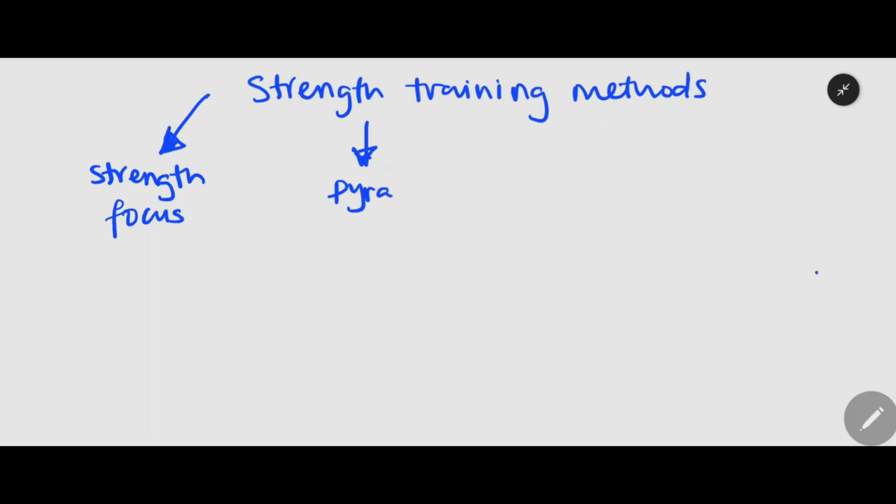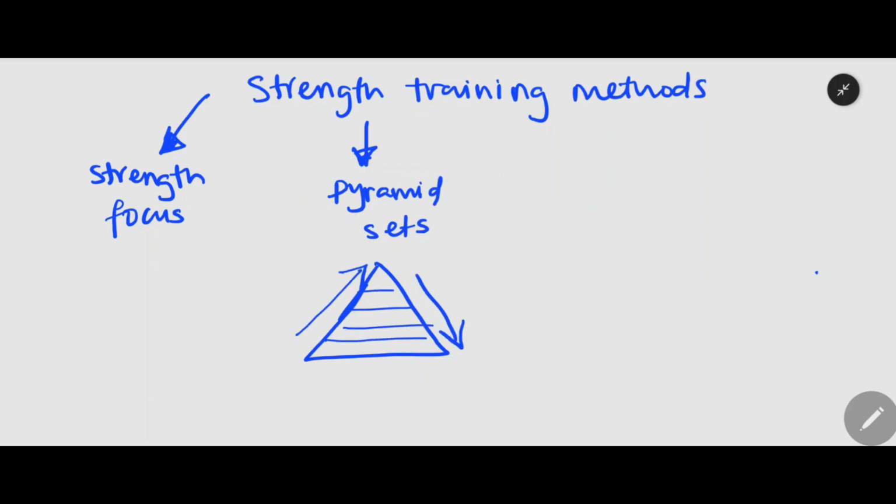We also have something called pyramid sets. Pyramid sets are very easy. If you think of a pyramid, you can go up or down the pyramid. So pyramid sets, in a nutshell, is when you change the load and the reps across sets.